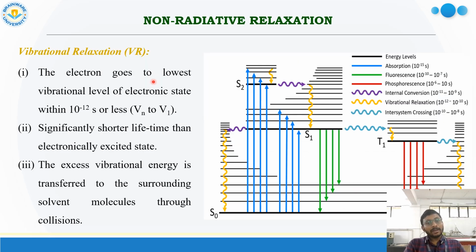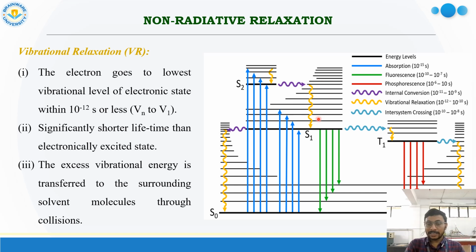So you see, first we will discuss non-radiative relaxations. The first one is vibrational relaxation. What is this? Non-radiative means they are not emitting any form of light. In the non-radiative manner, from the higher vibrational level, it is coming to the ground vibrational level of a singlet state in the excited state.